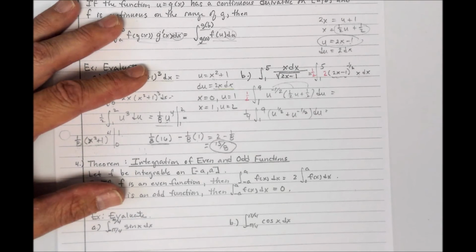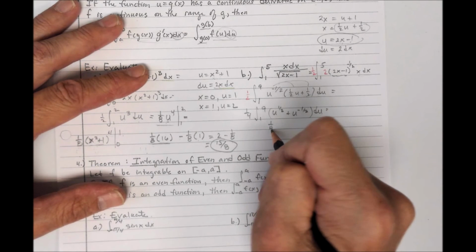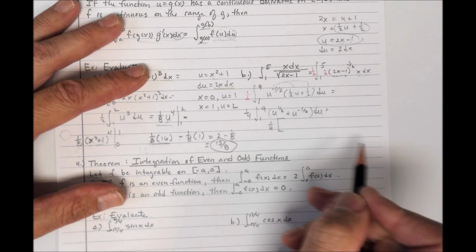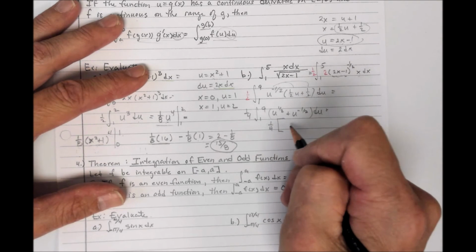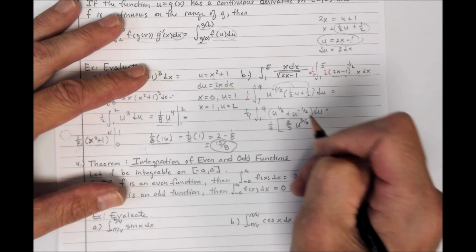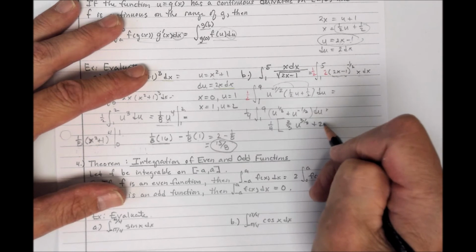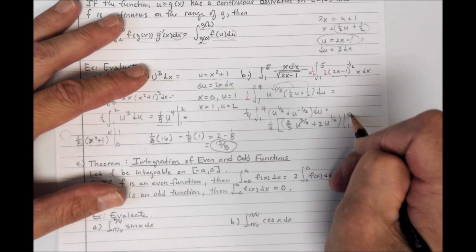Well, now I'm ready to integrate. I have 1/4. I'm going to just multiply through by the 1/4 at the end. So this is up to 3/2 over 3/2. It'd be 2/3 u to the 3/2. Up to 1/2 over 1/2 would be plus 2u to the 1/2, running from 1 to 9.